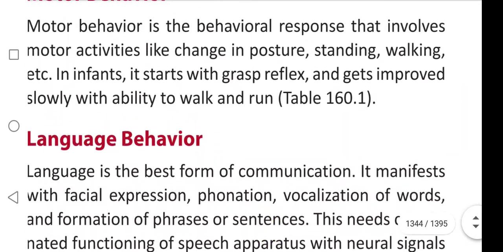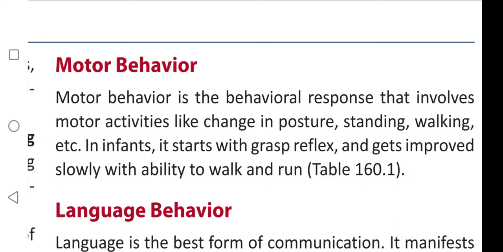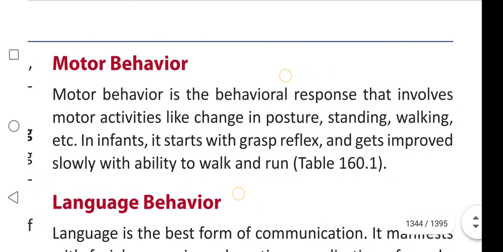First, coming to motor behavior. What is motor behavior? Motor behavior is the behavioral response that involves motor activities like change in posture, standing, walking, etc. In infants, it starts with grasp reflex and gets improved slowly with ability to walk and run.